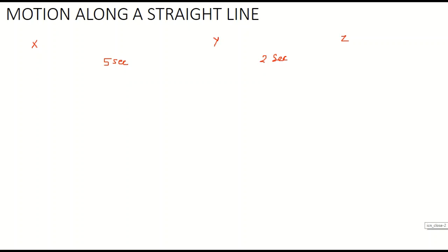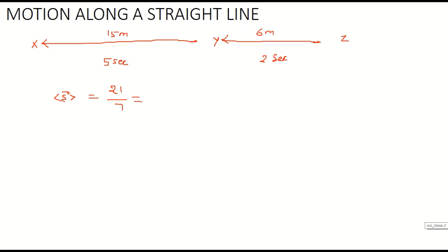Let's suppose it has traveled 15 meters from x to y, and let's suppose it has traveled 6 meters from y to z. So what is the average speed it has traveled? That is total distance 15 plus 6, that will be equal to 21, divided by the total time, that is 7. That is how much average speed it was, 3 meter per second. Is it clear to everyone?